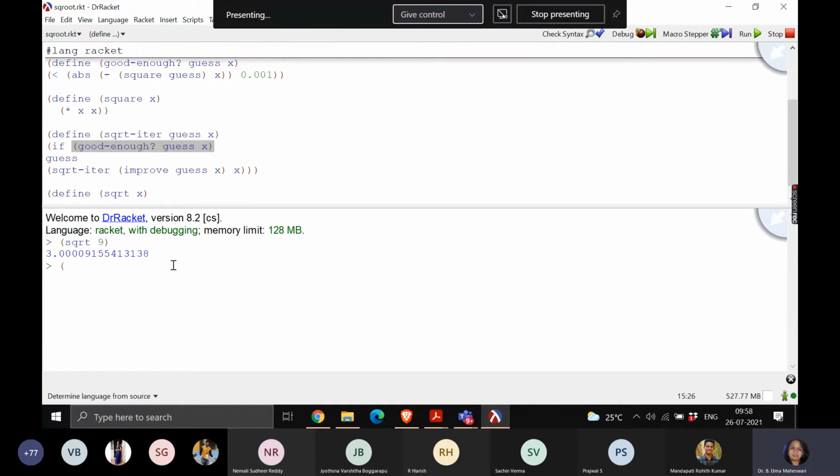Now I just call square root of 9. I can even call it with the previous statement, square root of SQRT of something, 2 into 5. How to write 2 into 5 here?